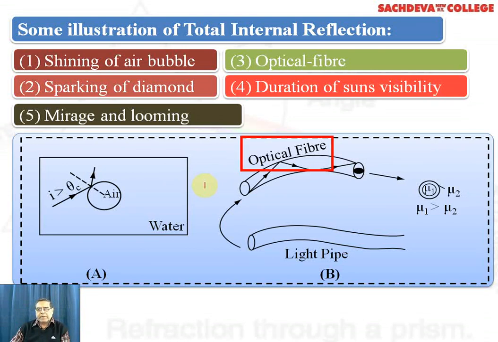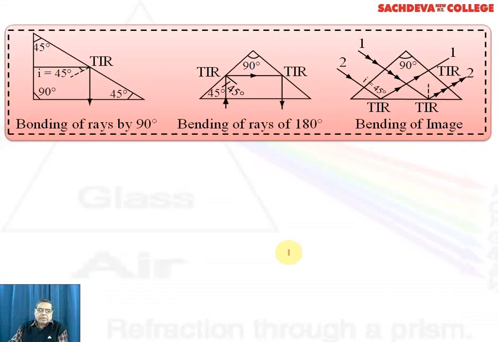The third thing is optical fiber, as shown on the right side. A light pipe means an optical fiber. In an optical fiber, the light is made narrow, that is, light is passing through a narrow tube. So when it comes out of the other side, its intensity will be very high. So refractive index mu1 is greater than mu2.